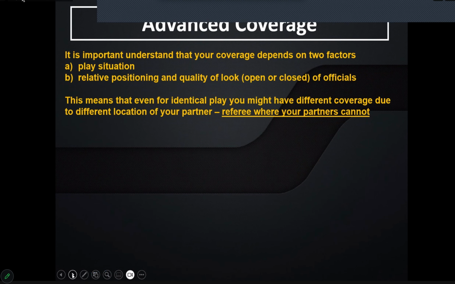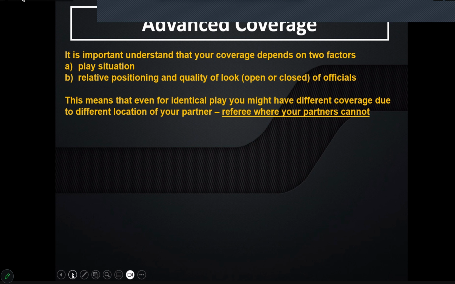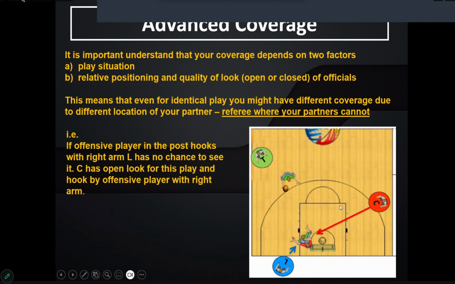Okay. So what we've been talking about is, all our coverage is not just based on primary area. Primary area is a guide. It's based on the play situation and the relative positioning and the quality of the look of the officials. And it says open or closed, but also how long. Okay. So let's say, look at this play.